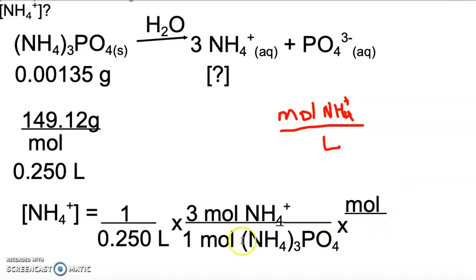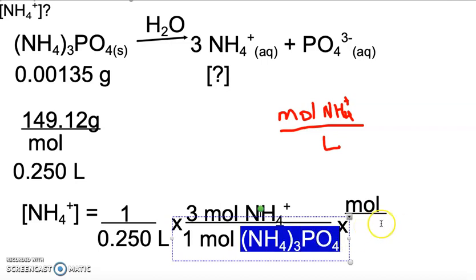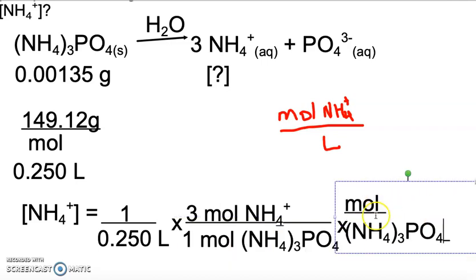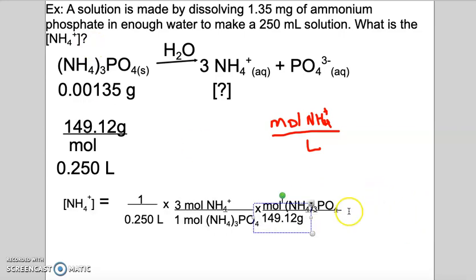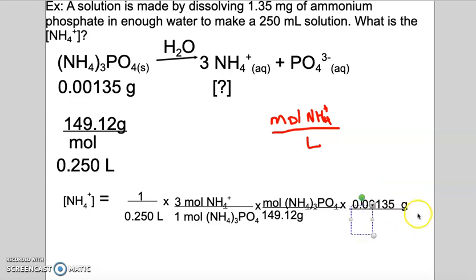of NH4 3PO4. Okay, problem solved. Made the font a little smaller. So now we've gotten rid of the moles. Next thing we need to do is we need to go ahead and get rid of those grams. So we're going to times by that 0.00135 grams. We can just put that over 1, right? So grams are canceled, moles are canceled.